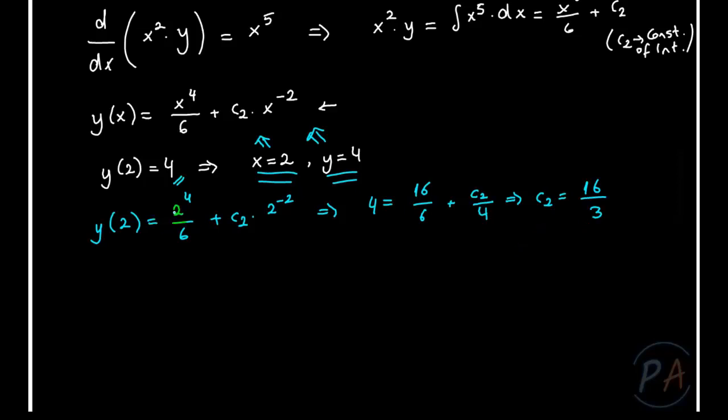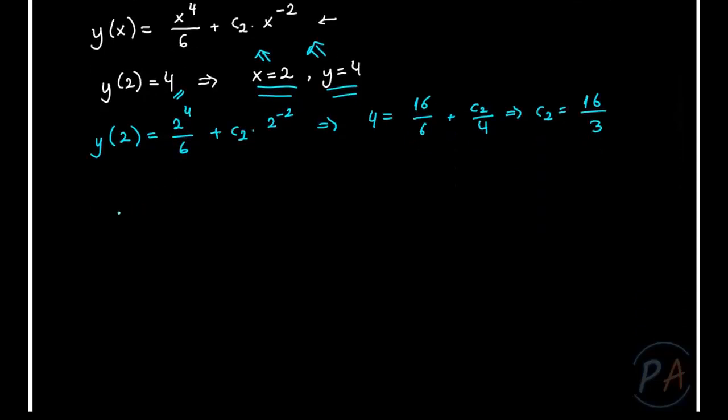So the solution of the initial value problem is going to be y of x equals x to the power 4 over 6 plus 16 over 3 times x to the power minus 2. This is the solution of the initial value problem.